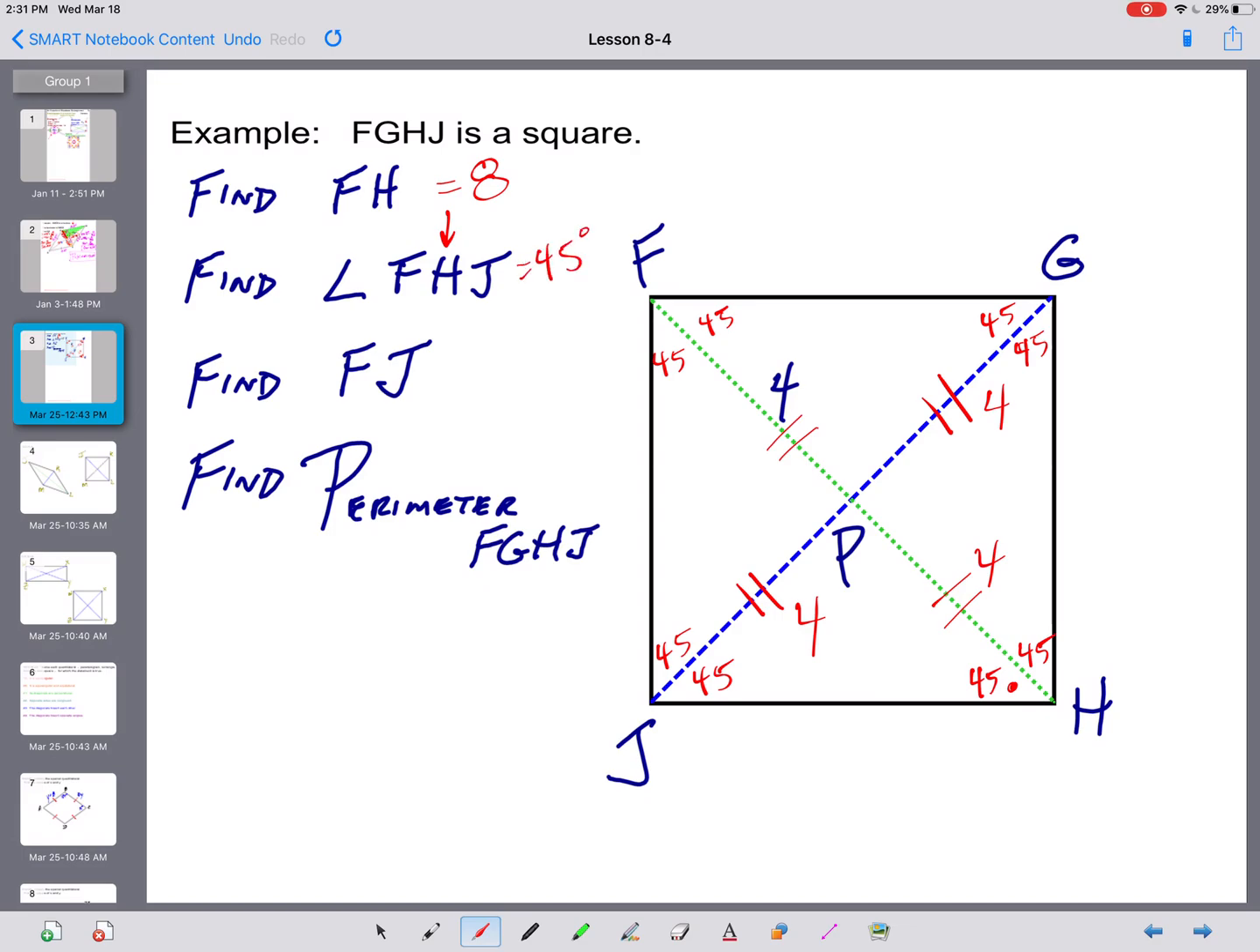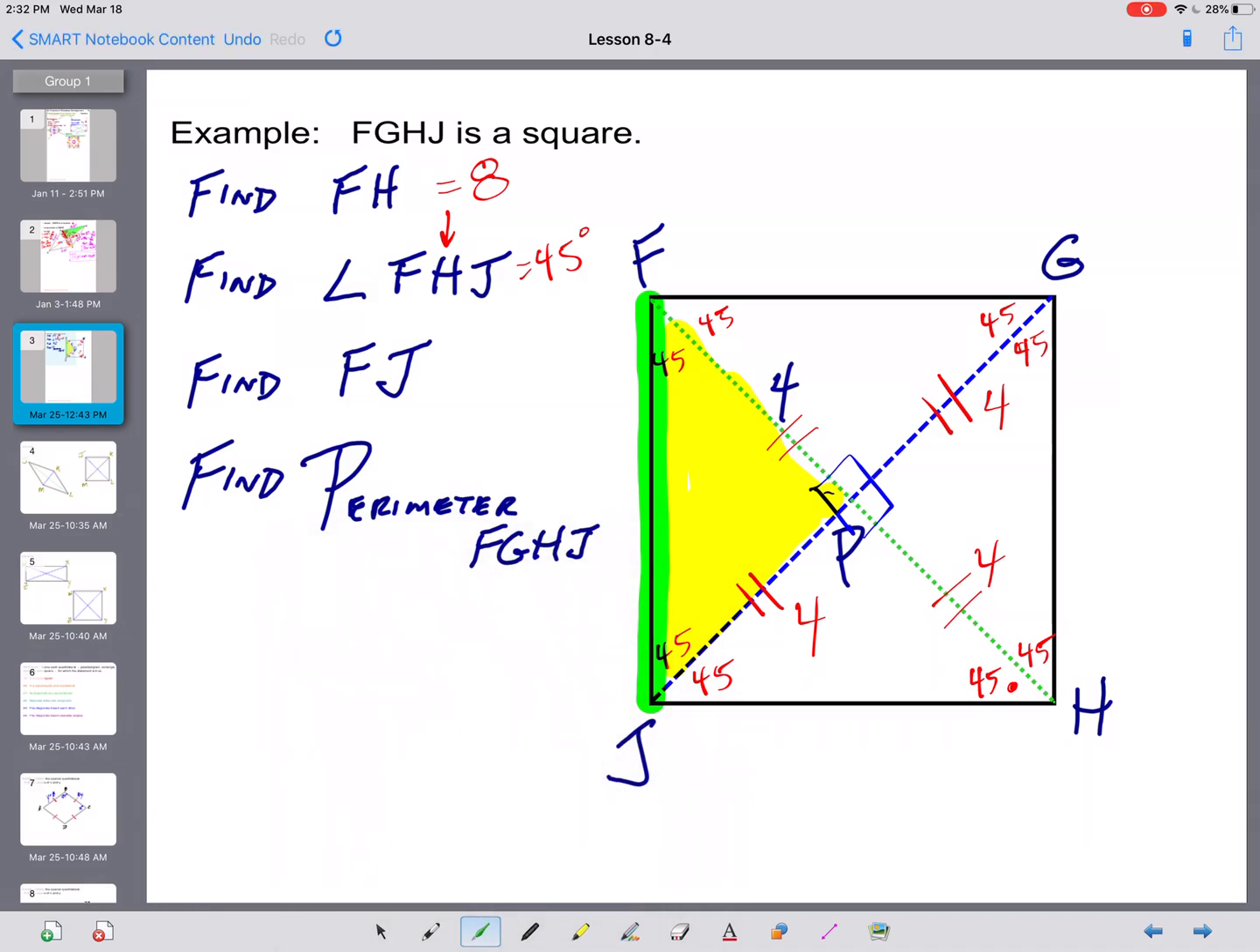Let's see what else they want. FJ, the side. A couple ways to do it. I do know that in a rhombus, the diagonals are perpendicular to each other, and a square is a rhombus. So we've got right angles right in the middle. You could look at this triangle right here. If you want to do the Pythagorean theorem, fine, to get the side. Or you could do a 45-45-90. Let's do the Pythagorean theorem, that's pretty quick on this one.